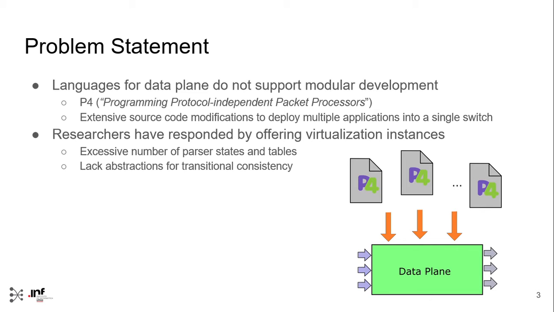However, current strategies or languages for data planes do not support modular development. P4, which is one of the most popular languages for data planes, would require extensive source code modifications for us to deploy multiple programs at the same switch device. To solve this problem, researchers have responded by offering virtualization instances. However, current strategies use an excessive number of partial states and forwarding tables, which limits throughput and increases latency. Additionally, current strategies lack abstractions that enable a consistent stream of packets across composite programs.